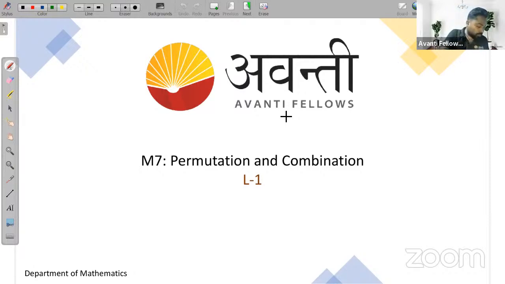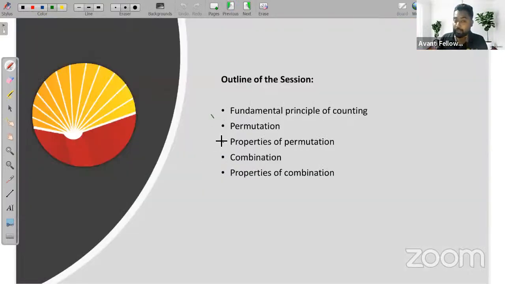In perspective of JEE Mains or any state engineering examination, you should read this topic carefully. So let's start. In this portion, we are going to cover the fundamental principle of counting, permutation, properties of permutation, combination, and properties of combination.